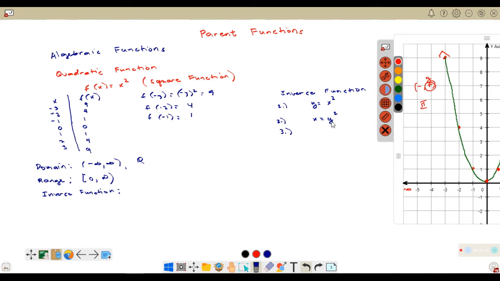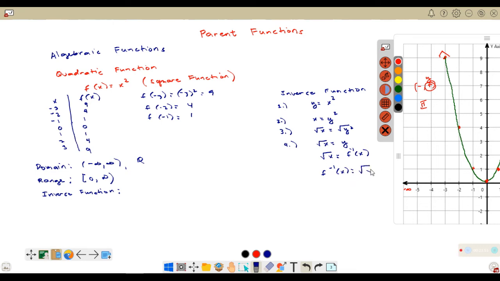So, paano natin makukuha yung value ng y? We have square root of x is equal to the square root of y squared. This way, you will end up with square root of x is equal to y. Ibalik natin siya sa f of x notation. So, we have square root of x is equal to f of x. But remember that this is the inverse of the square function. So, lagyan natin dito na notation na superscript na -1.